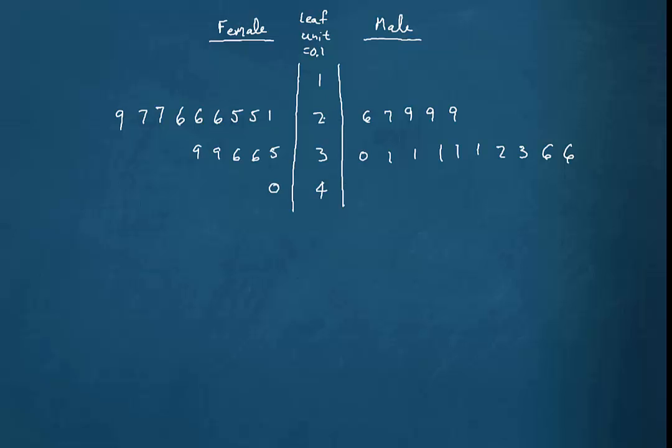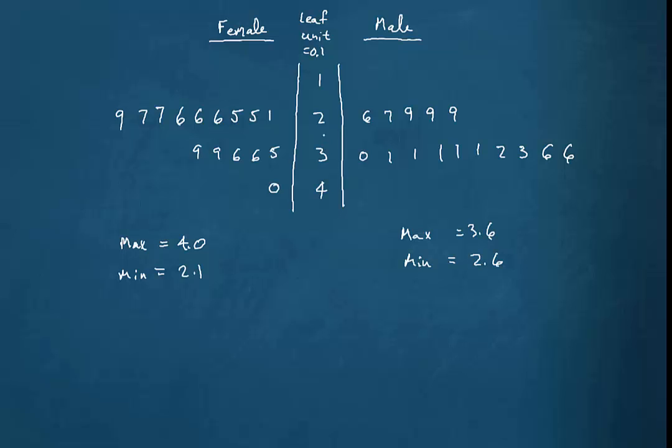So let's notice here that the maximum value for females is 4.0, where the maximum value for males is 3.6. The minimum value for females is 2.1, and the minimum value for males is 2.6.